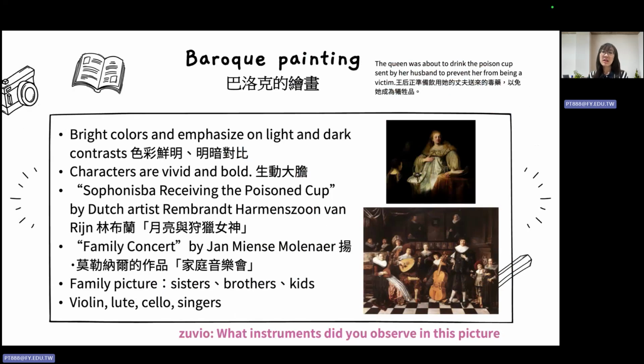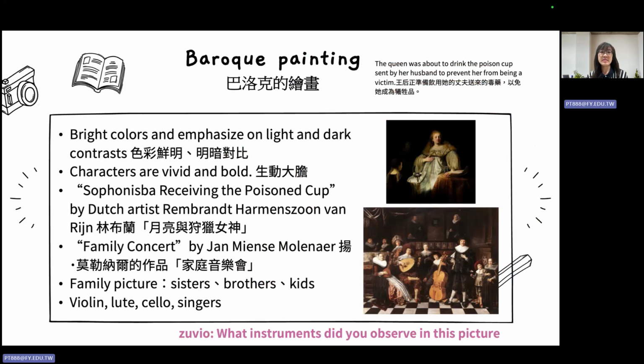Now let's talk about painting in the Baroque period. So they had bright colors and emphasized light and dark contrasts. Same as music, 好，强调的明暗对比。So you can see in the picture on your right side. The characters are vivid and bold. So the first painting was painted by a Dutch artist called Rembrandt. The Sophonisba Receiving the Poison Cup.